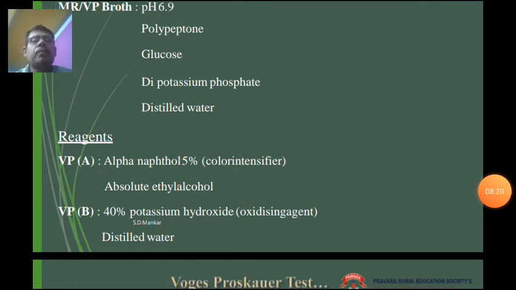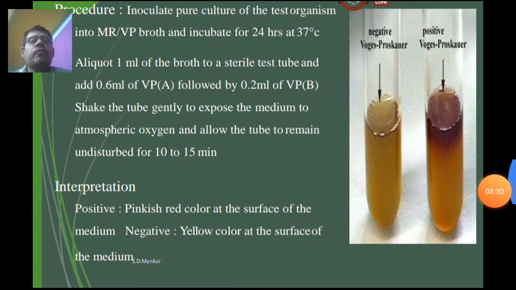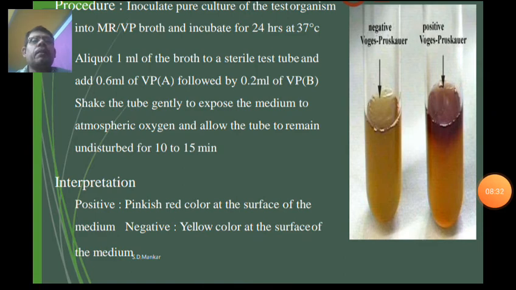Reagents: alpha naphthol 5% as a colorimetric reagent in absolute ethanol, and 40% potassium hydroxide as an oxidizing agent, with distilled water. The basic procedure: for the pure culture, inoculate the MRVP broth and incubate for 24 hours at 37 degrees centigrade. Aliquot 1 ml of broth to a sterile test tube, add 0.6 ml of VP reagent and 0.2 ml of KOH, gently shake to expose the medium to atmospheric oxygen. Allow the tube to remain undisturbed for 10 to 15 minutes.